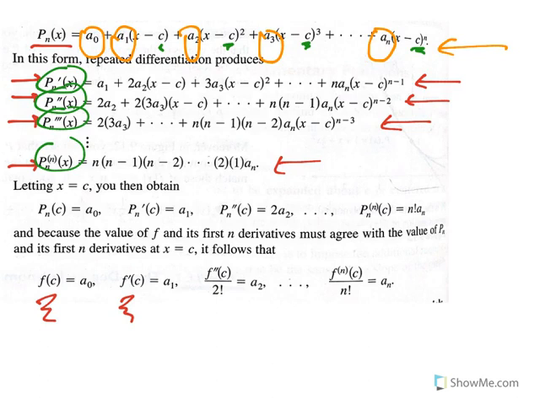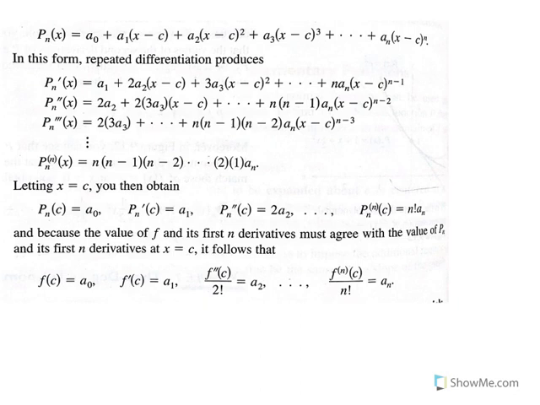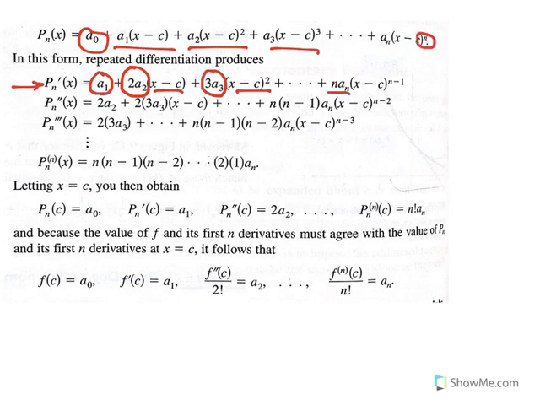So now we're going to go ahead and just look at some of the details. When you look at the derivative of p sub n, you're just using the power rule. The derivative of a constant is 0, so a naught is gone. The derivative of the linear term here will give you a sub 1. The derivative of the quadratic term here will give you 2 times a sub 2 times x minus c. The derivative of the third degree term here will give you 3 times a sub 3 times x minus c to the second. And of course, I'm using the power rule. And same thing here, I have n times a sub n times x minus c to the n minus 1.